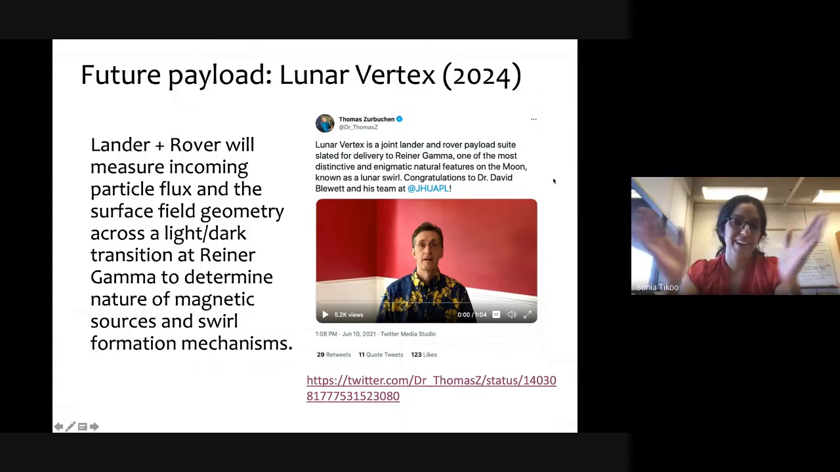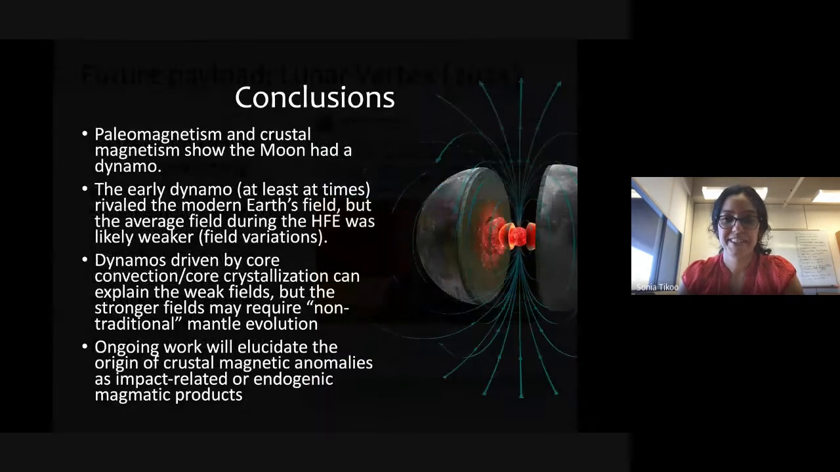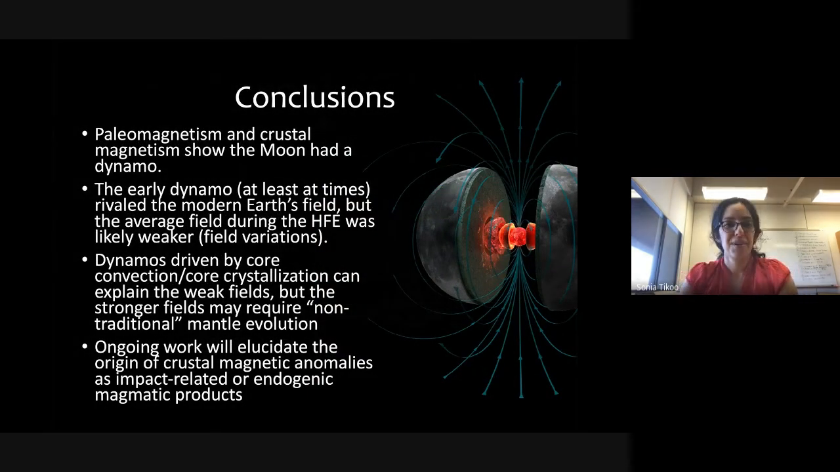All right. So anyways, I'm really excited about the next few years because there's going to be a lot of really cool lunar magnetism research being done. So in conclusion, a combination of paleomagnetism and remnant crustal magnetism have demonstrated that the moon did generate a dynamo. The early dynamo, prior to about 3.5 billion years ago, at least at times rivaled the modern Earth's field in terms of its intensity. But it's possible that the average field during that high field epoch was weaker based on those Apollo era results that need to be reassessed.